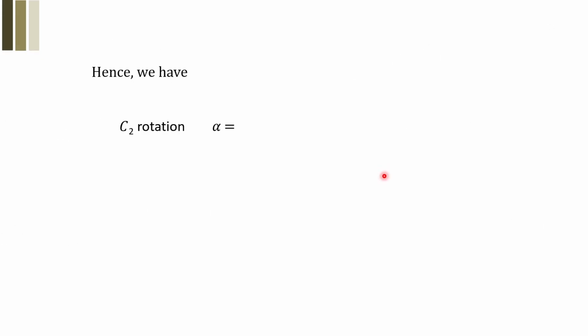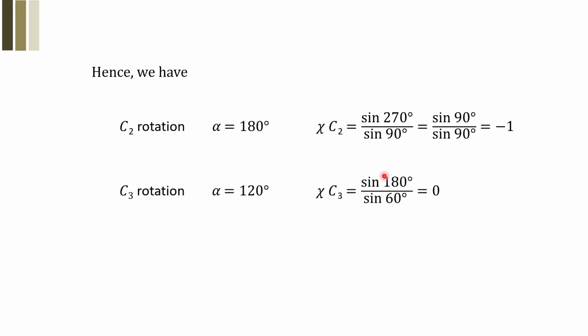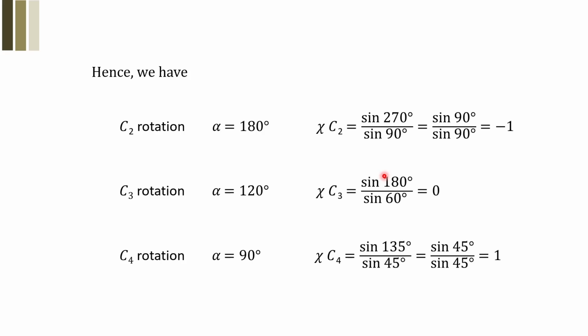For instance, for C2 rotation where alpha is 180 degrees, the value comes out to be minus 1. For C3 rotation where alpha is 120 degrees, the value is straightforwardly 0. For C4 rotation, the angle is 90 degrees, and the value of the character for C4 rotation is straightforwardly plus 1.